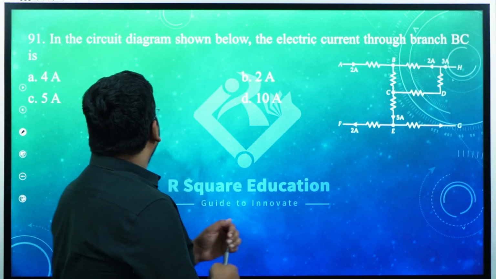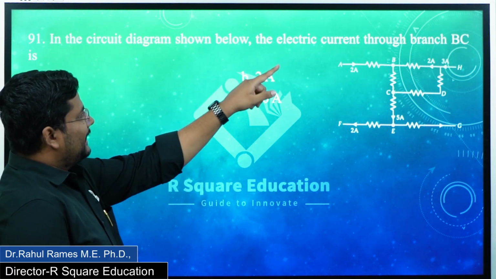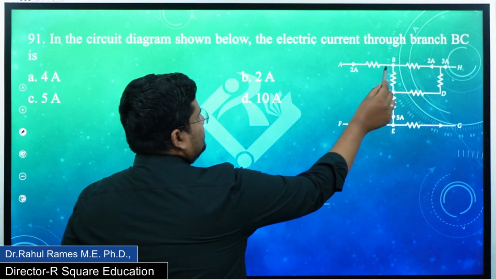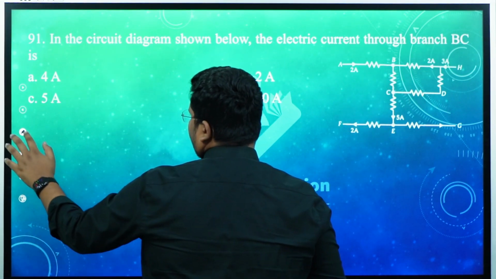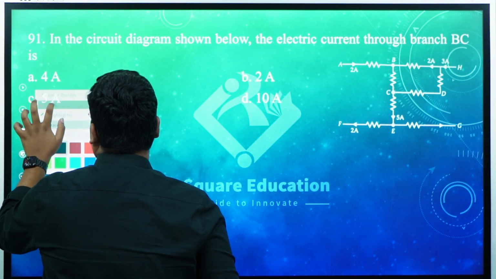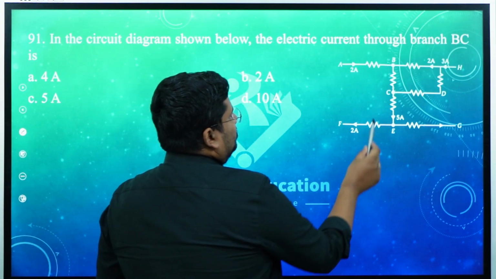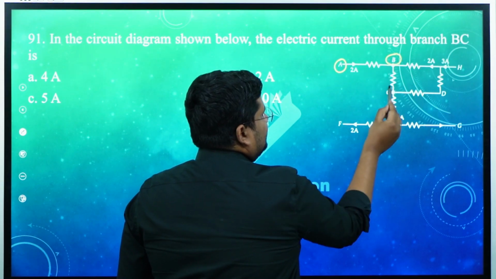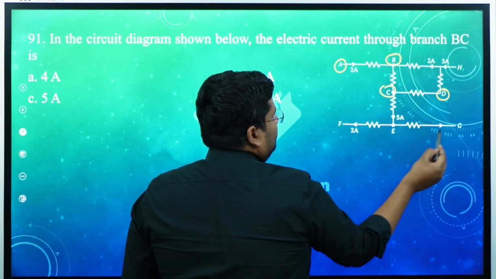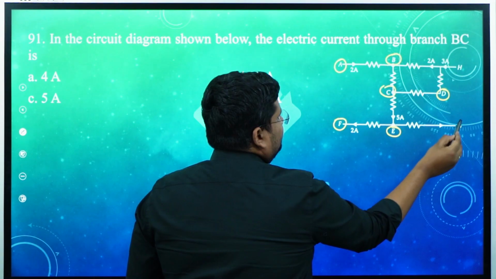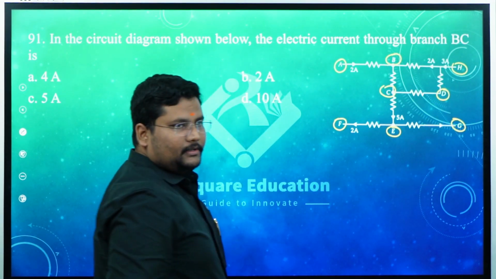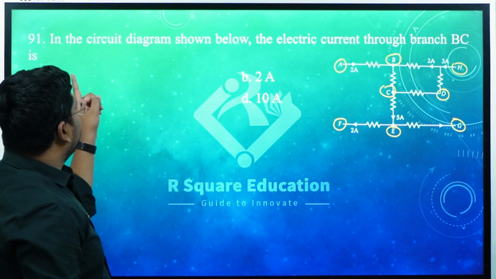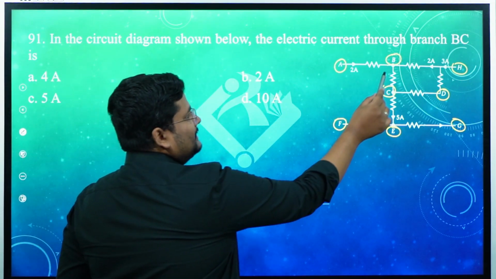So see this question, no? In the circuit diagram shown below, the electric current through branch BC is. So they have given you the circuit, right? Where this is going to be A, B, C, D and E, F, G, H. So they have clearly asked us to find what is going to be the electric current through branch BC.